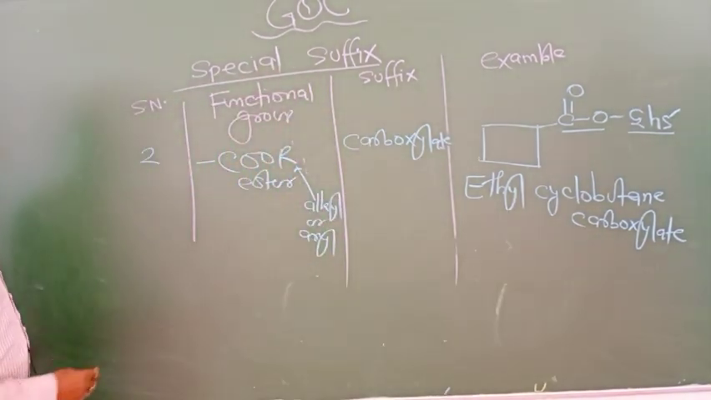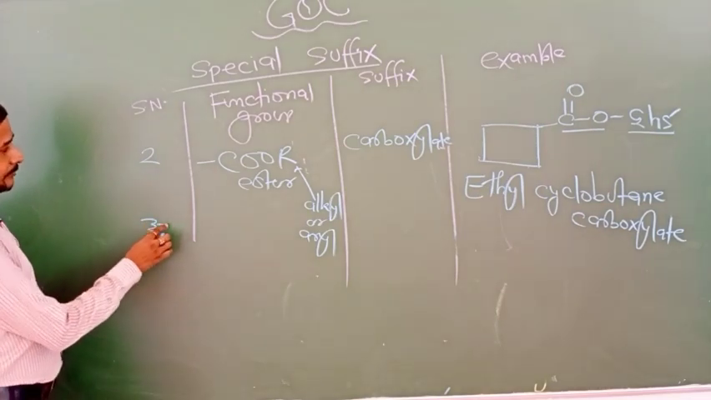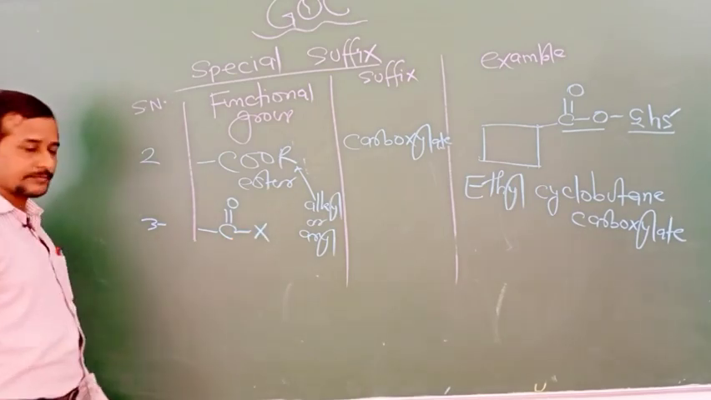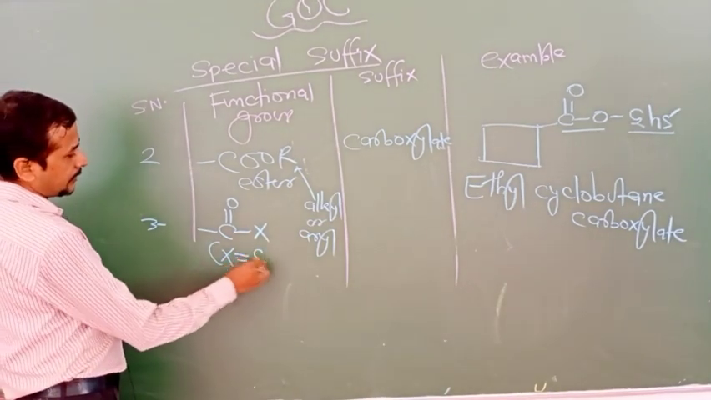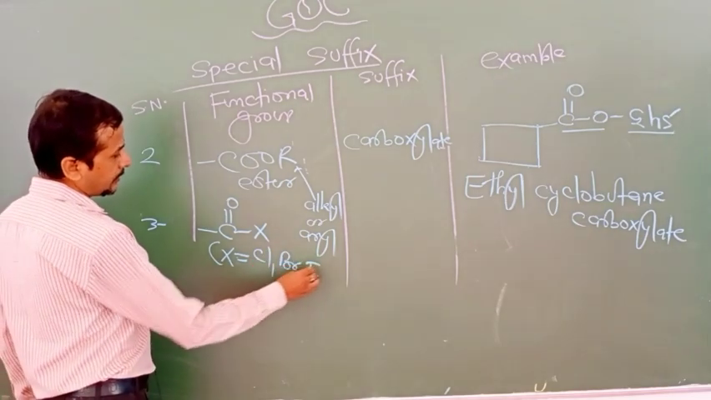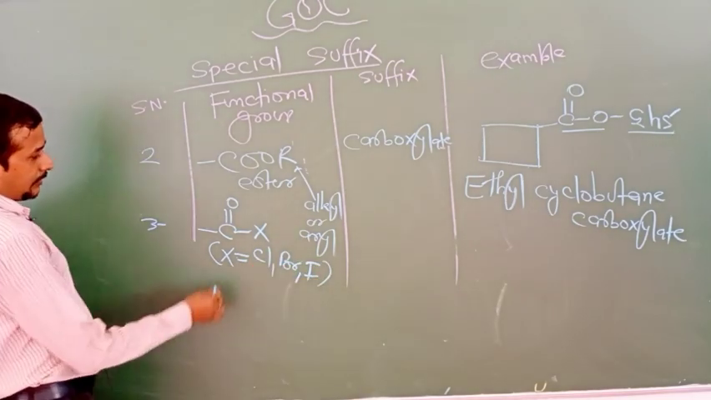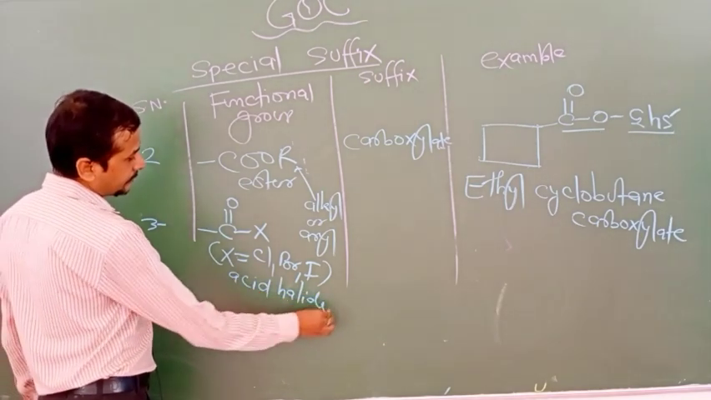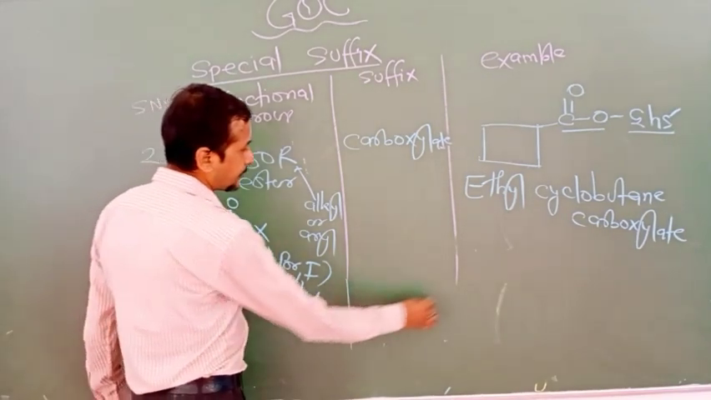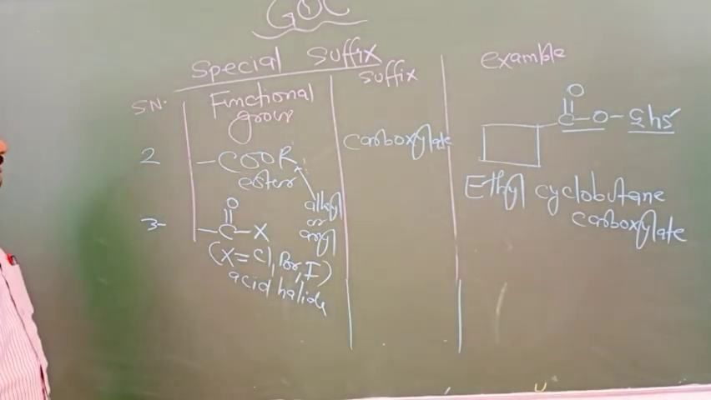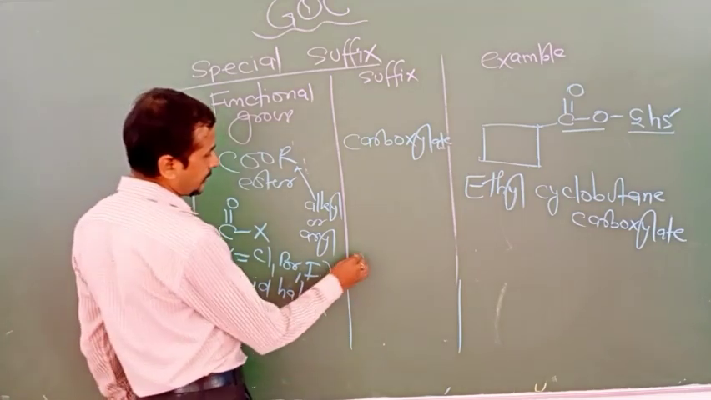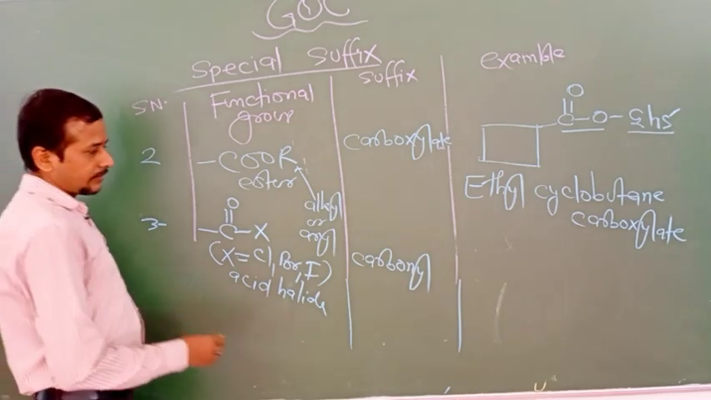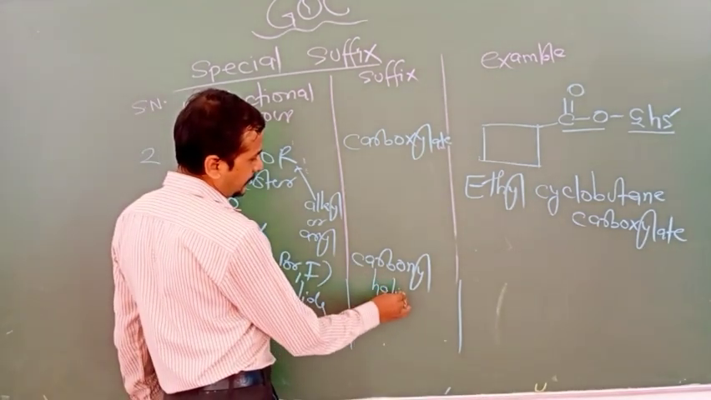Now, third example, C double bond O X. Here X is Cl, Br, I. Now this is known as acid halide. Here the name of this halide is given as the special suffix carbonyl, carbonyl for CO and halide for X.